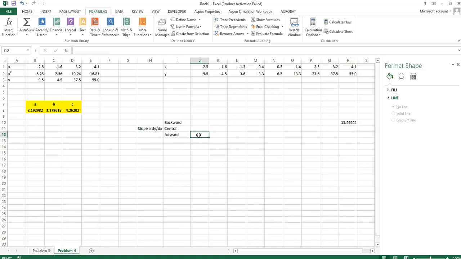The forward slope, come here, is equal to the k, and let's put parenthesis, brackets open, minus j2, bracket close, divide by bracket open, k1 minus j1, bracket close, enter. This is the forward slope.